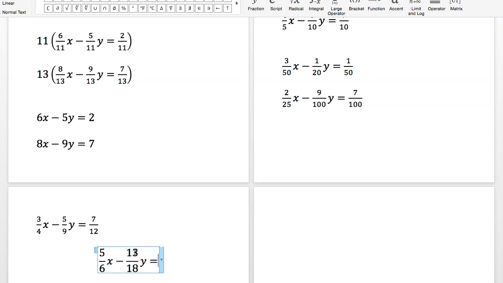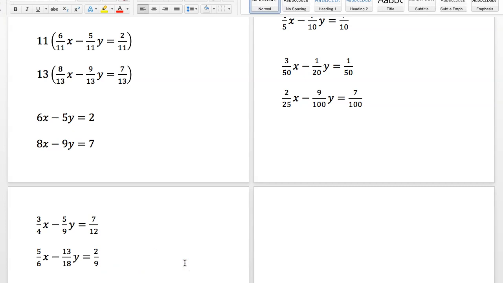I'm not going to solve this. I'm going to show you how to set it up, though. Get rid of these fractions. So 6x minus 13 over 18y, and let's just say that equals somebody over 9. Let's just say 2/9. That's good. Now, this is the doozy, right?